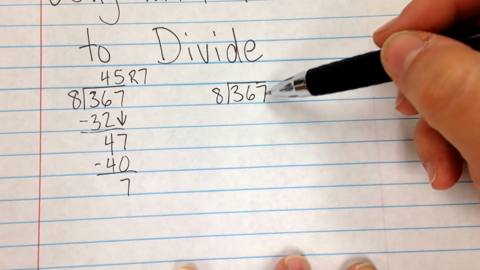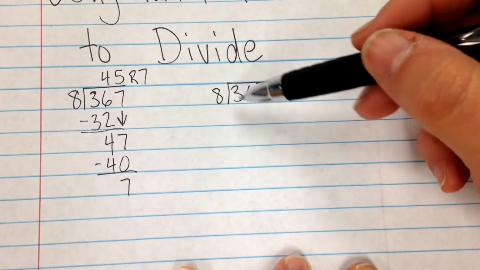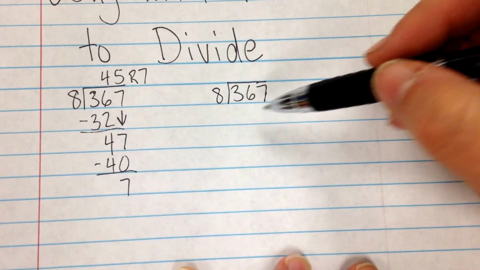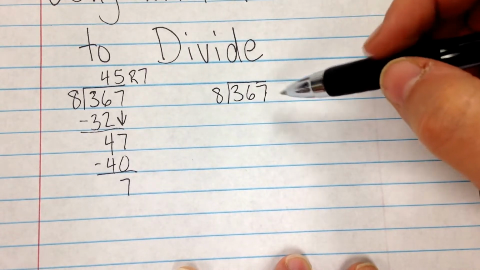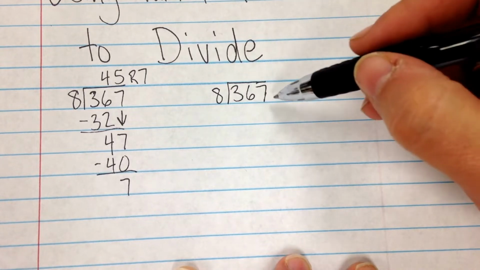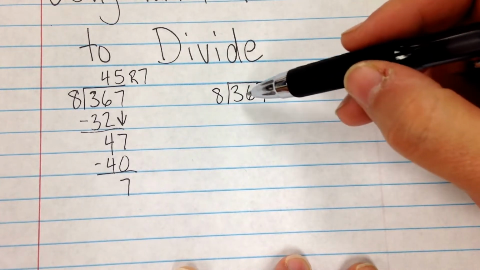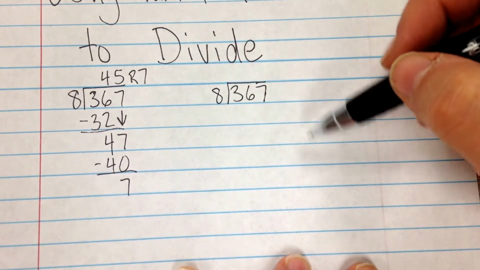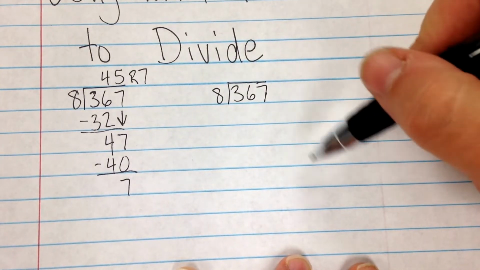If I have 367, obviously I could put 1 into each group of 8, but that would kind of take a long time, right, to put 1 in each group. So I can start thinking of bigger groups. Could I put 10 into each group? 10 times 8 is 80. I have 367, so I do have enough to put 10 into each group of 8, but I could do more than that. What about 30?